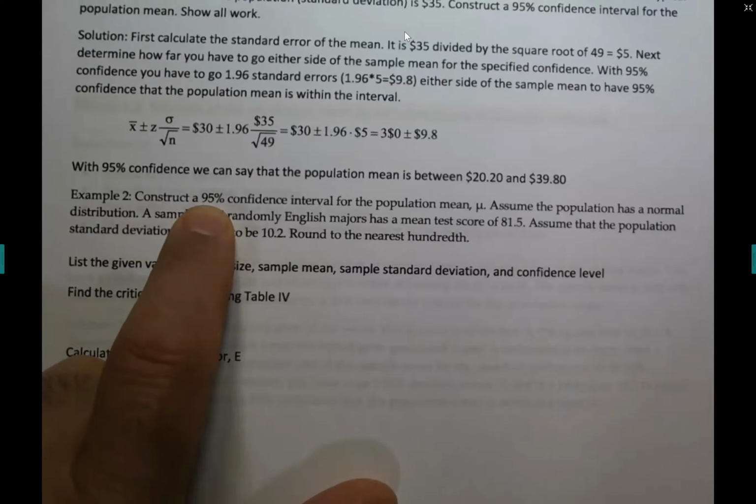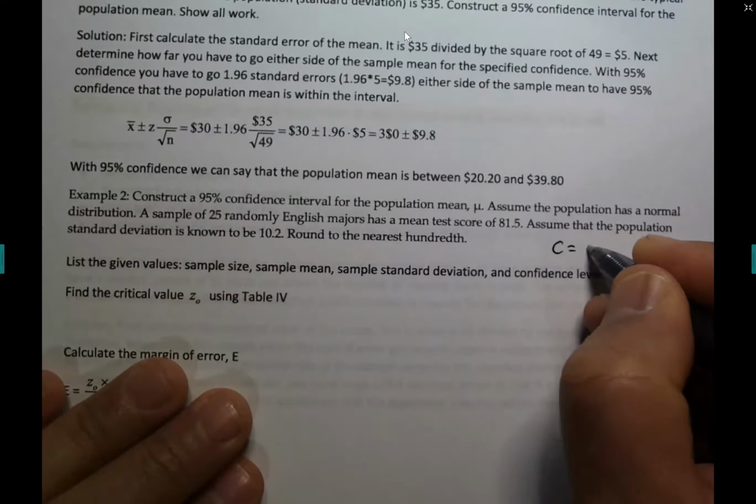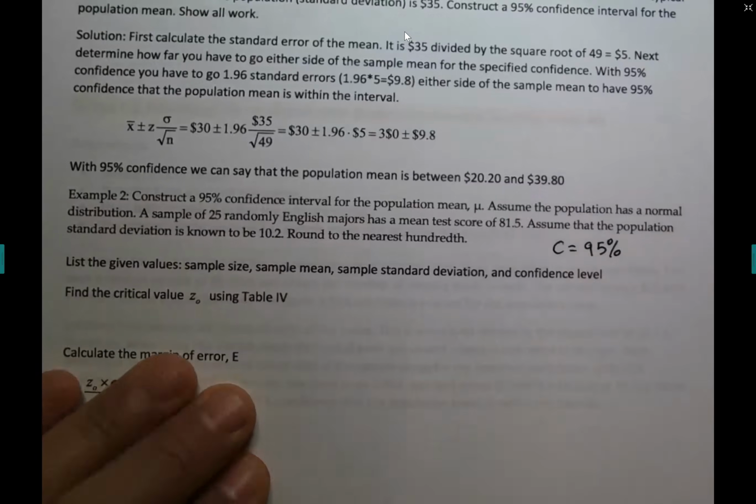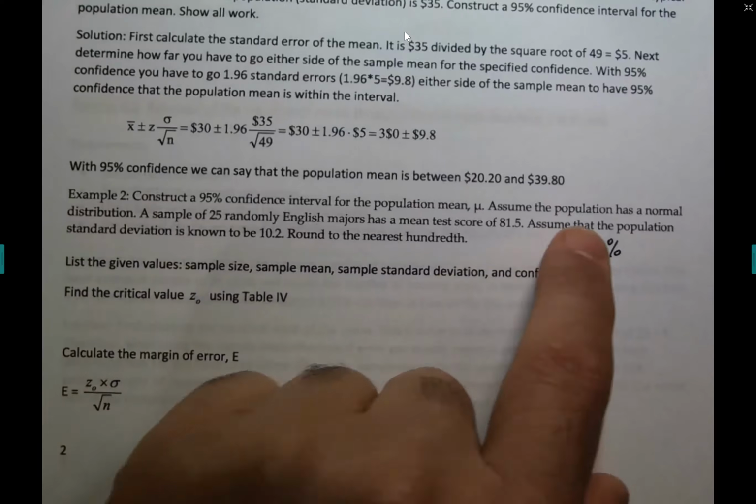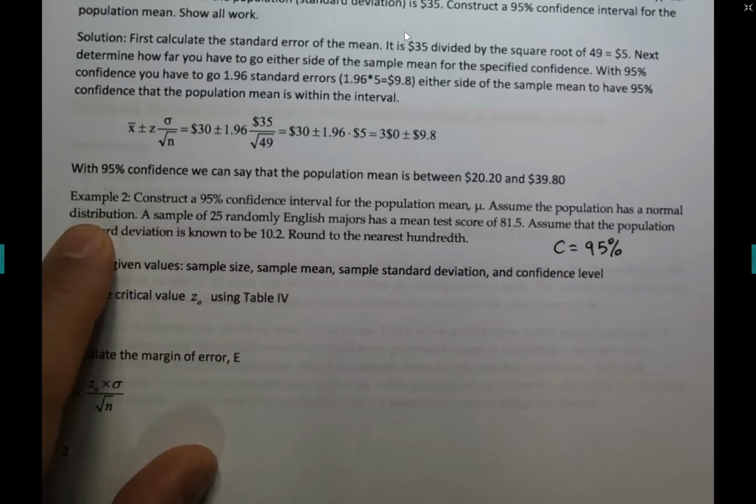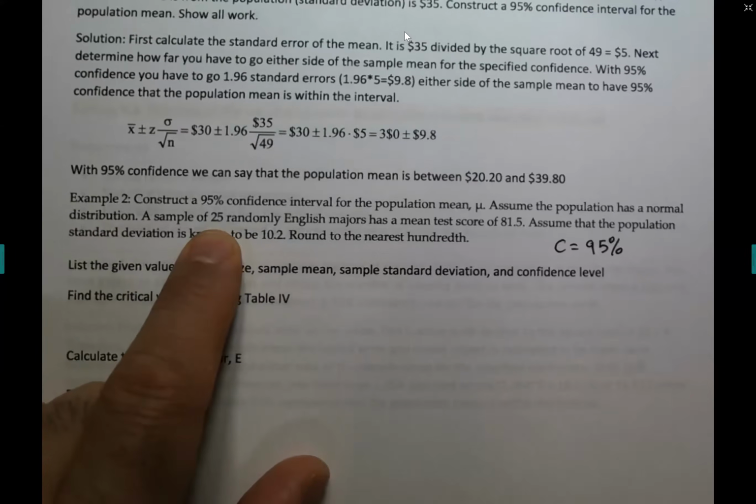So you have the confidence level. As I told you, he will always give you the confidence level. We call it C. It's 95%, and we'll see how we're going to use this one. Assume that the population has normal distribution, so it's bell-shaped. A sample of 25 randomly selected English majors. So what does the 25 represent? What symbol? N.